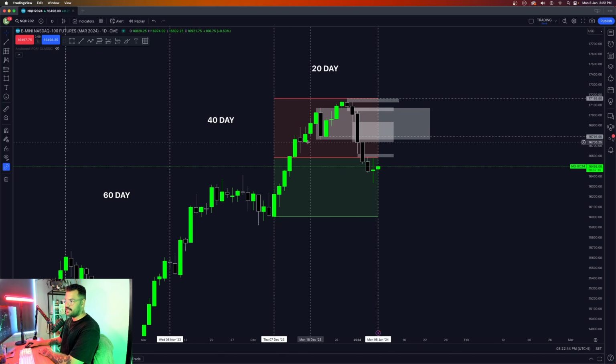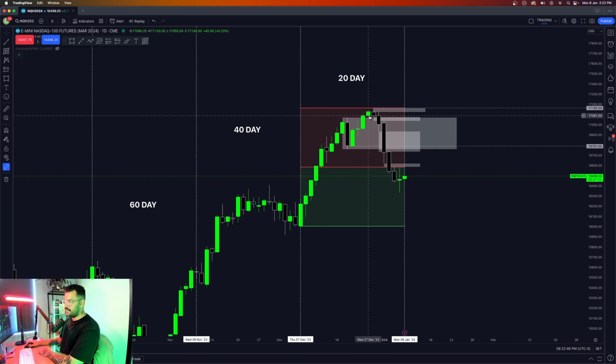So if we are indeed in a bear market, and you can see the order flow is bearish, then you'd want to wait for price to trade up into these zones from the last 20 days, and take your trade or look for your setup on the lower time frames in these particular zones.